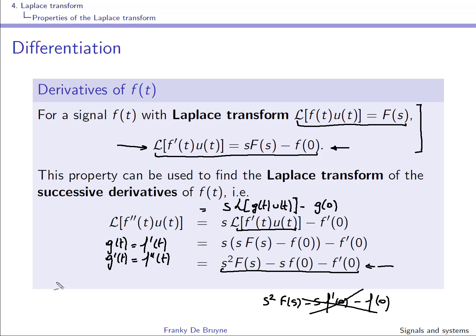We can also use the same trick, I won't go into the details, to find the Laplace transform of the third derivative of the function f of t, and looking at this you can imagine what will happen. So it's s cubed F of s minus s squared f of 0 minus s f prime, the first derivative, evaluated in 0, and I'll have to add the last term over here, minus the second derivative evaluated in 0.